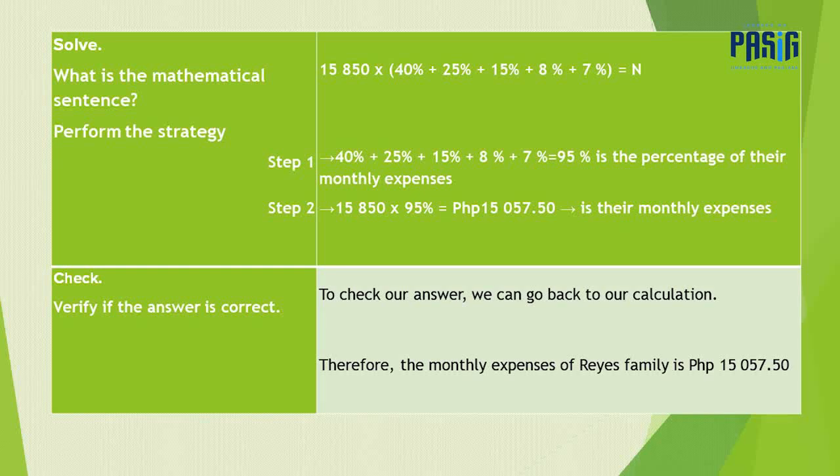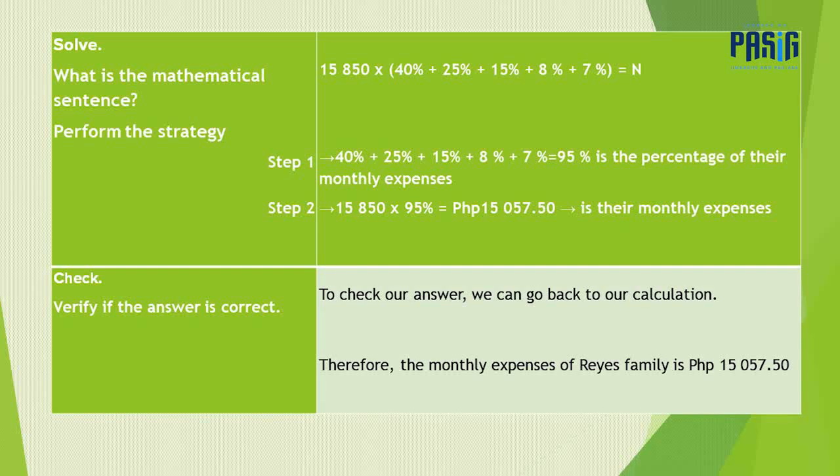Second step, after finding the percentage of their monthly expenses, 15,850 multiplied to 95%. You have to change the 95% to decimal, which is 95 hundredths. So therefore, 15,850 multiplied to 95 hundredths is equal to 15,057 pesos and 50 centavos. And that is their monthly expenses.